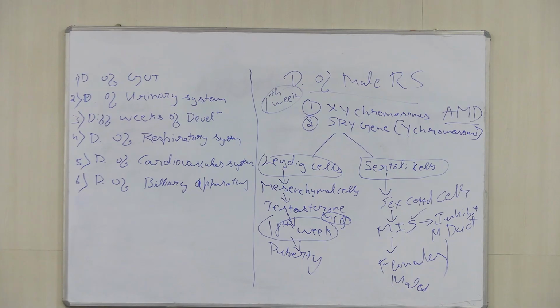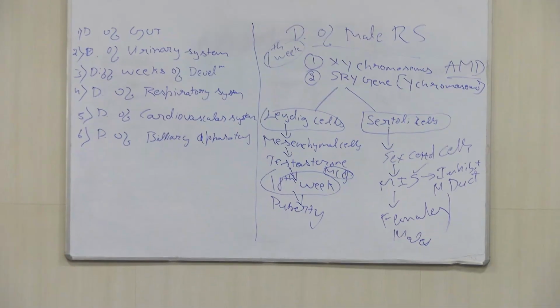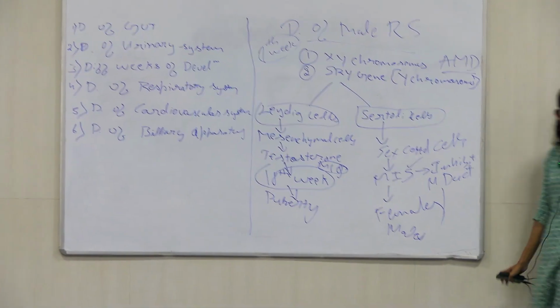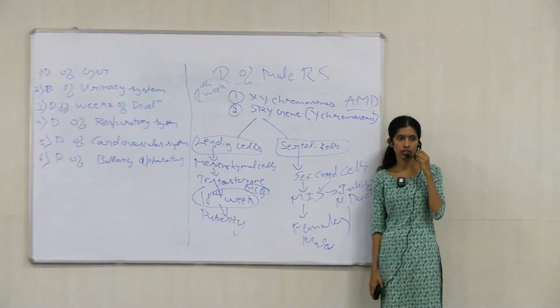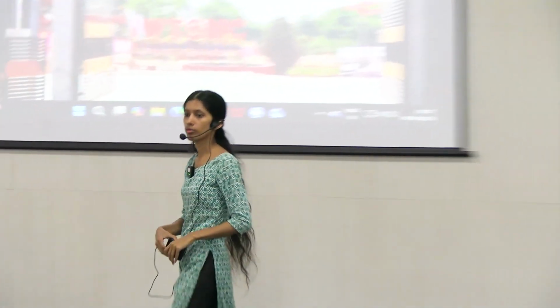Both. Okay. What about the Müllerian inhibiting substance? Okay, so the Müllerian duct can be seen in both males and females, right? Yes or no? Okay, what about the inhibiting substance? It can be seen in males. Okay. Any explanation?